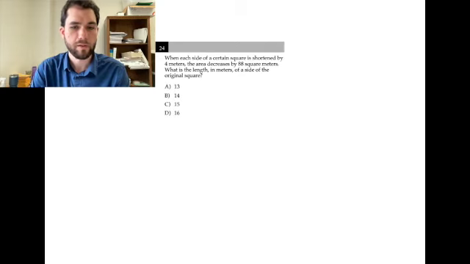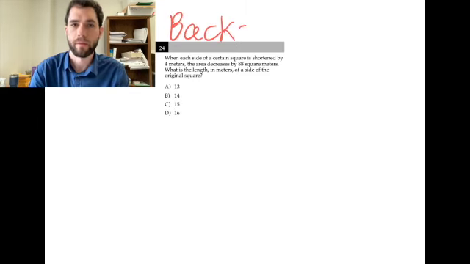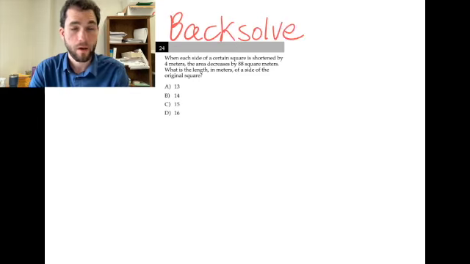We're going to be looking at how to utilize our backsolve strategy on a good question like question number 24. Let's look at 24 together. When each side of a certain square is shortened by 4 meters, the area decreases by 88 square meters. What is the length in meters of a side of the original square?